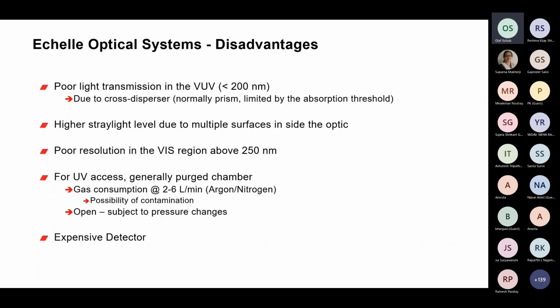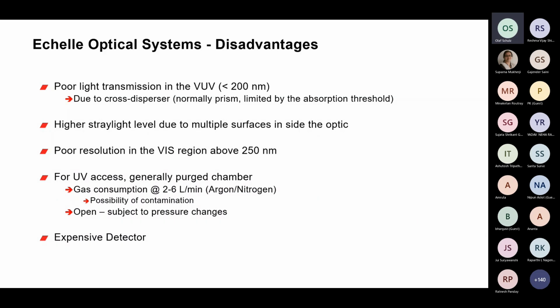To operate below 200 nanometers today, echelle optical systems are typically purged with an inert gas. Commonly, argon or nitrogen is used. The purge gas also helps the protection of the optical components, as well as the sub-zero cooled detector from ambient influences and humidity. And since this purge is constant, even if the instrument is in standby, it affects operational costs.